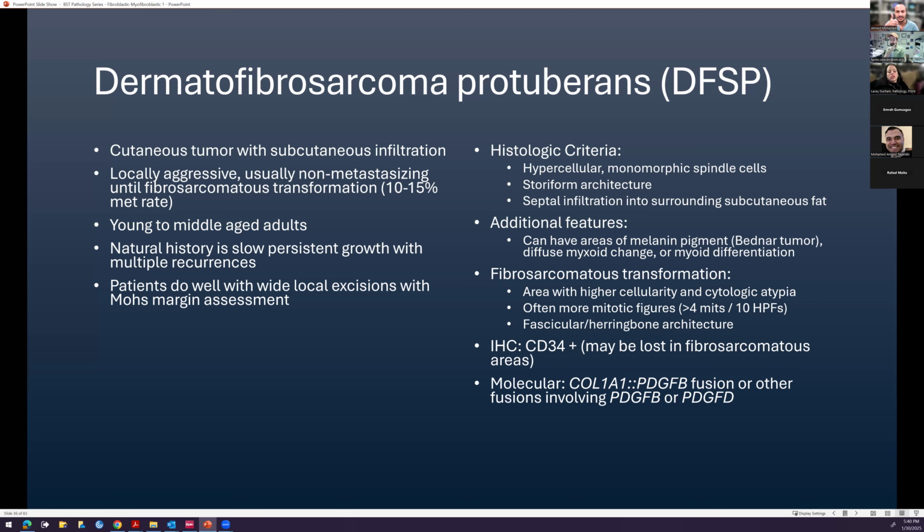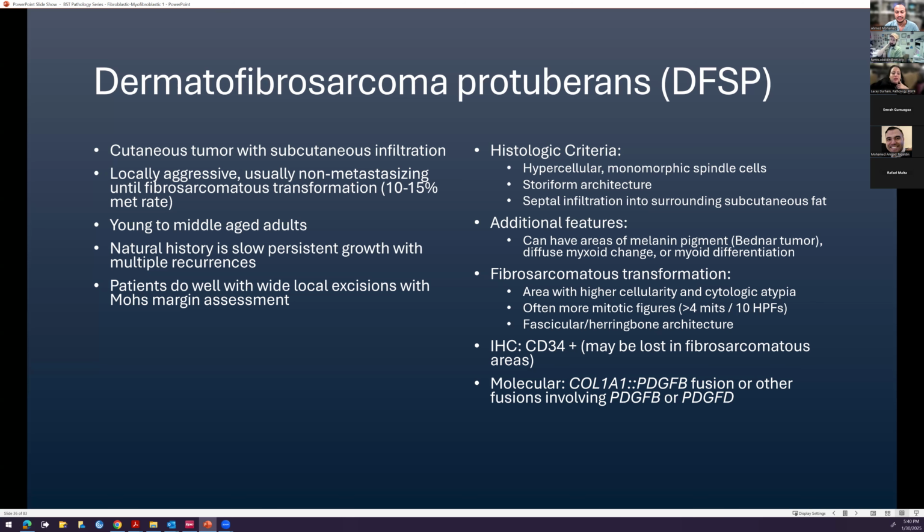Cool. Any question about DFSP? Yeah, I have a question. Yeah, go for it. When you're seeing the fibrosarcomatous transformation, how, in your experience, does it present? Is it like a little blip of it with the high mitotic count, or does it span a couple low power fields? Like how does it usually present?